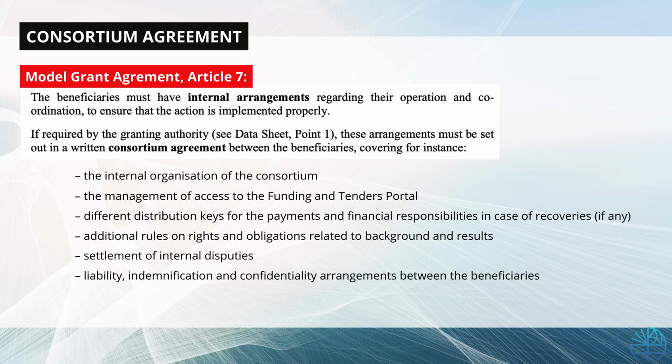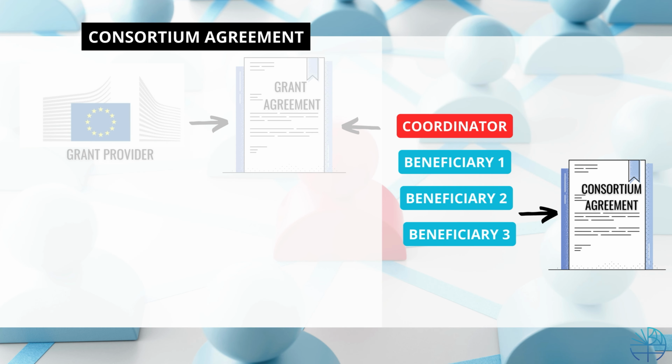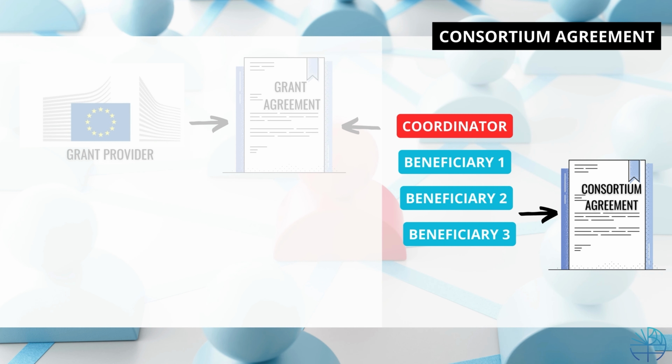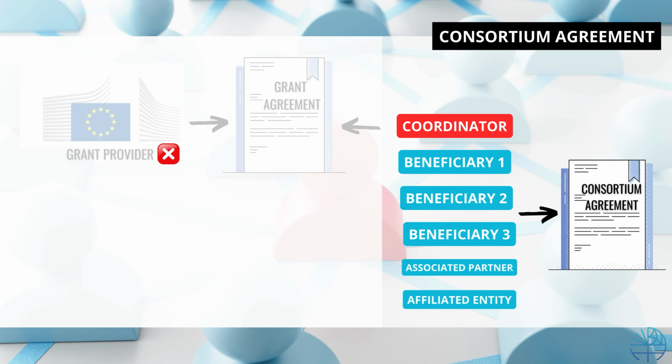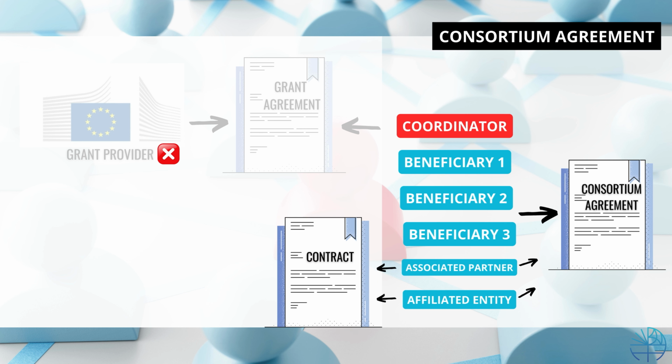As this list is only a recommendation, the consortium agreement can be relatively minimalistic, but it should establish a straightforward framework for cooperation within the consortium. The beneficiaries are always parties to the consortium agreement, while the grant provider is not included. If the project involves other entities, such as associated partners or affiliated entities, that are not beneficiaries, the beneficiaries can decide whether to include them in the consortium agreement or sign a separate contract with them.